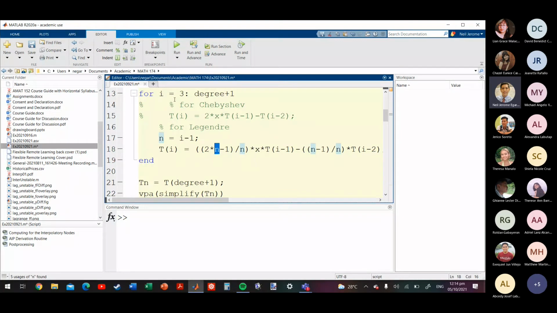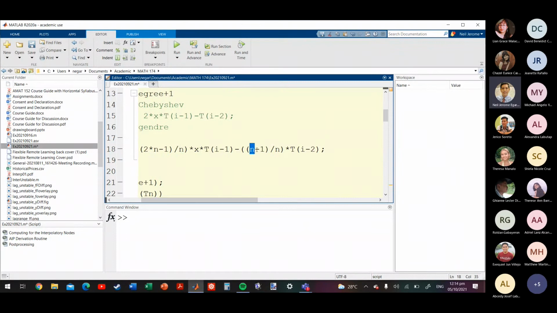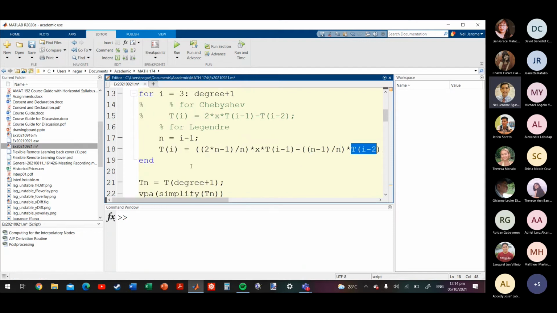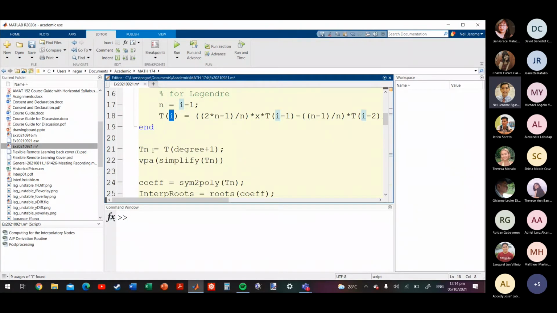Okay? So this is 2 degree minus 1 over the degree times x times the previous Legendre polynomial minus degree of the current Legendre minus 1 all over the degree of the current Legendre polynomial times the Legendre polynomial 2 steps back. Okay? And we do this until degree plus 1. Okay? Kasi nga nag-a-adjust si T13, siya yung magiging degree 12 Legendre polynomial. And I will call that to be Tn. Okay? Tapos dito, pinasimplify ko lang si T sub n para ma-compare dun sa nasa notes. Pero I think I won't need that. So lagyan ko na lang siya ng semicolon.